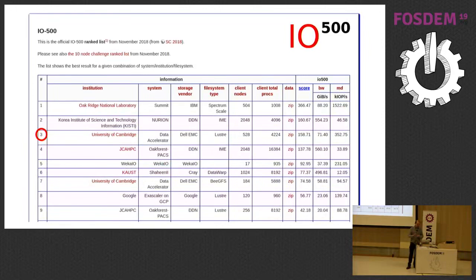I should say at this point that the IO500 doesn't currently have 500 entries, so it's a little bit unfair saying that number 3 is the third in the world. There are not that many more entries if you scroll down that list, but it's a good benchmark that's starting to gain traction.